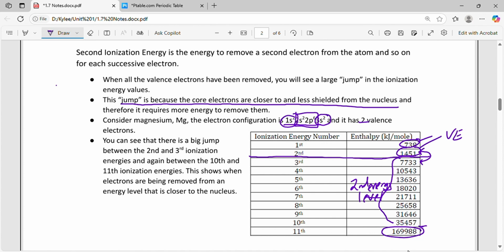So again, this goes along with our friend Coulomb's law. As distance increases, I have a decrease in attraction. That's why to remove the first electron, it's furthest from the nucleus, it's only 738. But as I get closer and closest to the nucleus, it's going to be harder and harder to remove those electrons because they have a greater attraction to the nucleus.